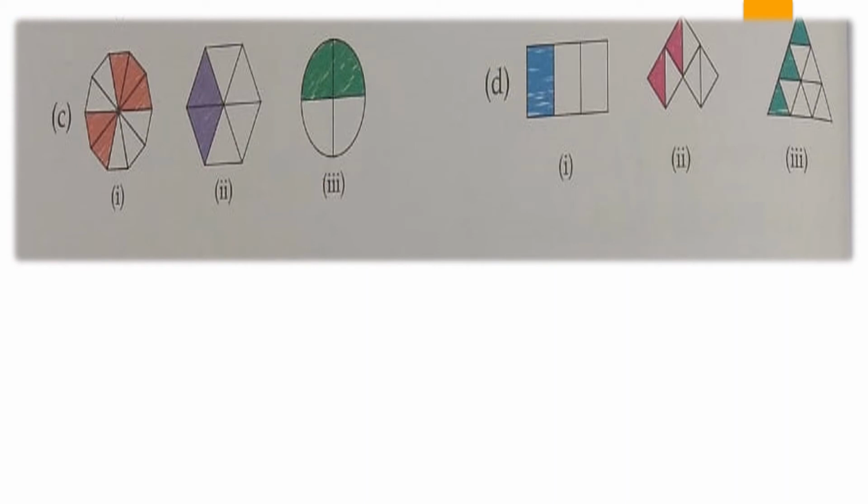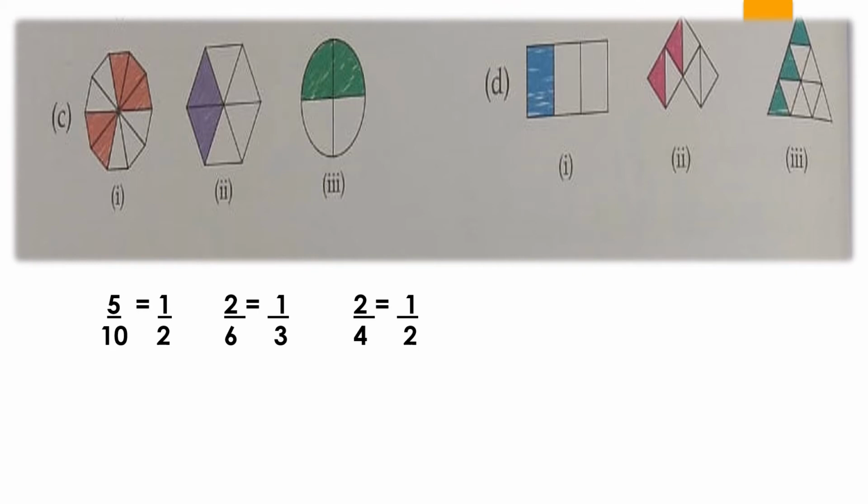Now children, same way the C part, here it is making 5 by 10. Total parts are 10 and colored parts are 5. When you will divide them by 5, both the numerator and the denominator, you will get half. The second figure will give you the fraction 1 by 3. How you can see? Total parts are 6 and colored parts are 2. So 2 upon 6. When you will divide them by 2, you will get 1 by 3.